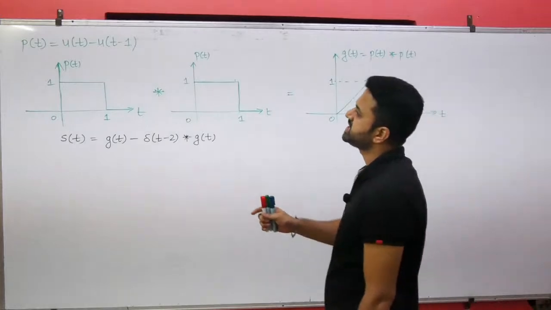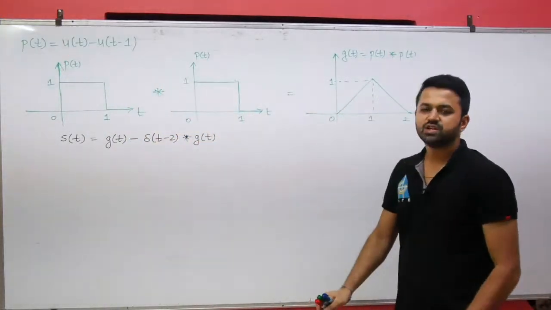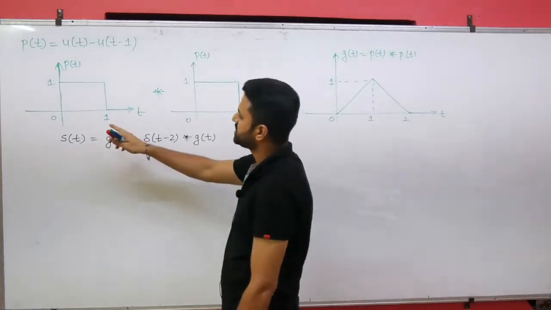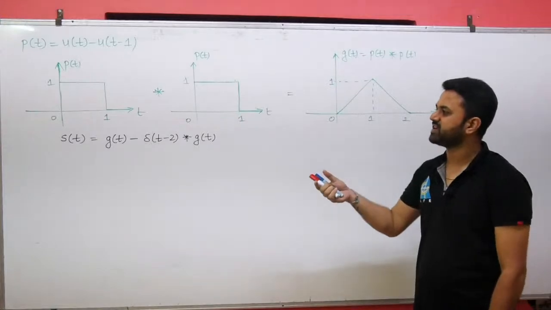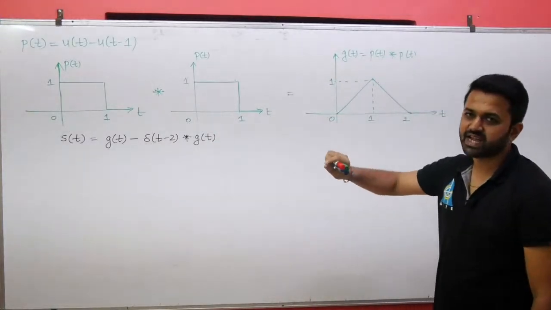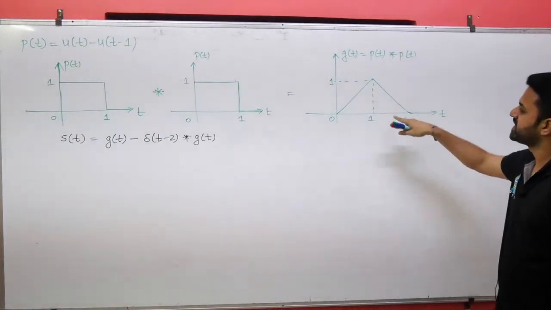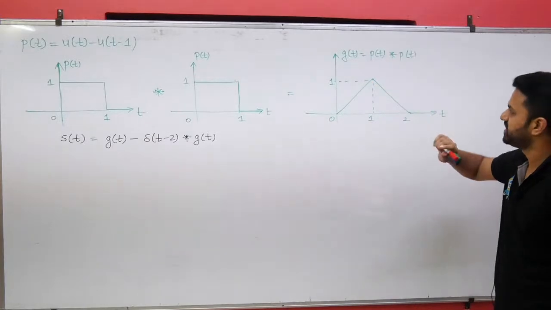In this question it is given that PT is equal to UT minus 1. If you draw UT minus 1, you will get a rectangular pulse with height 1, and when we convolve the two rectangular pulses we will get the triangular signal, which has duration 2 and height 1.